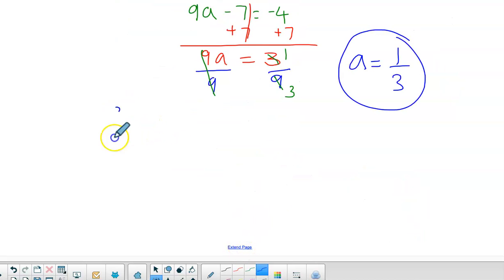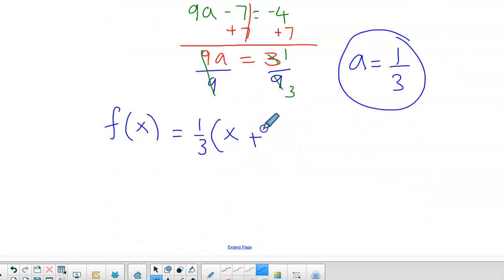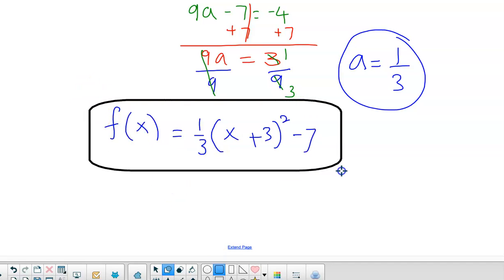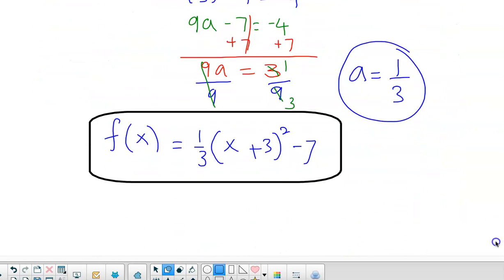So f(x) = 1/3 times (x + 3)^2 - 7. This is the function that is satisfying the given conditions of having a minimum at (-3, -7) and containing the point (0, -4), and this is your result.